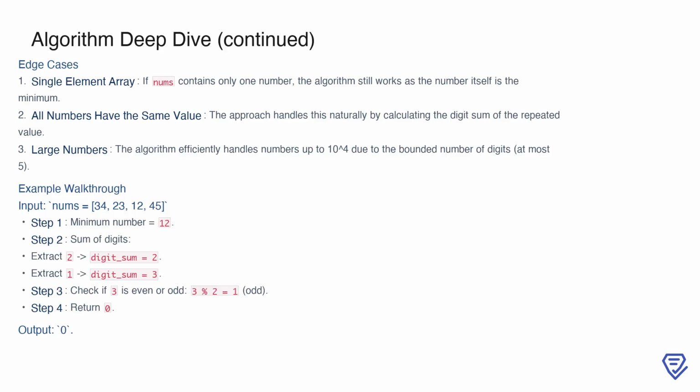Let's walk through an example to solidify our understanding. Suppose the input is nums equals 34, 23, 12, 45. In step 1, we find the minimum number, which is 12. In step 2, we calculate the sum of its digits. We extract 2 and add it to digit_sum, resulting in 2. Then, we extract 1 and add it to digit_sum, making the total 3. In step 3, we check if 3 is even or odd. Since 3 % 2 equals 1, the sum is odd. Finally, in step 4, we return 0 as the result. The output for this input is therefore 0.